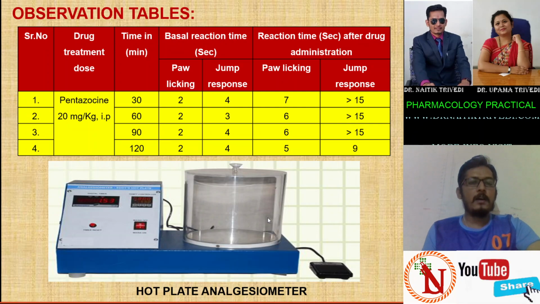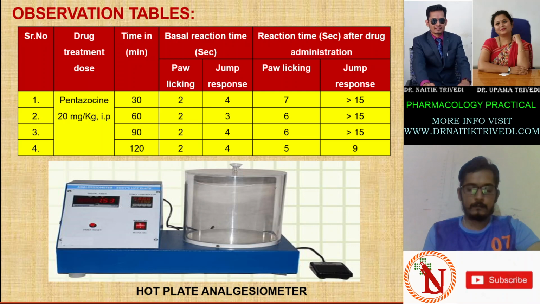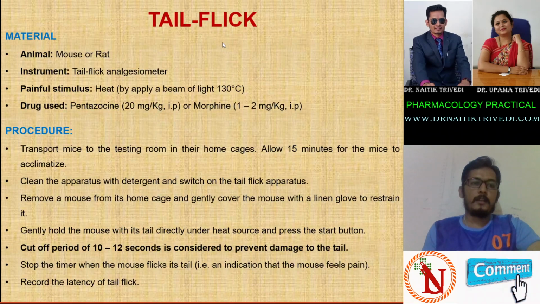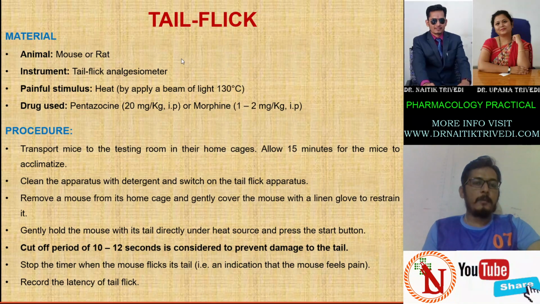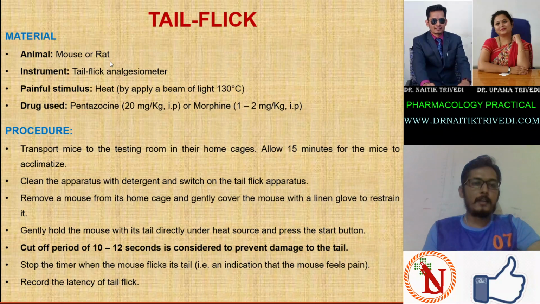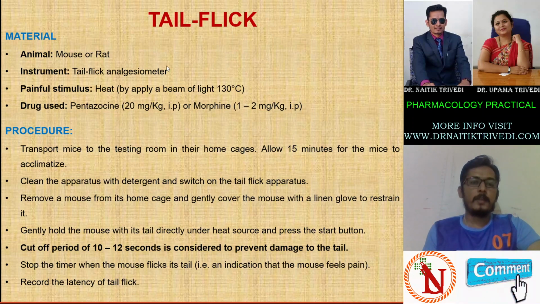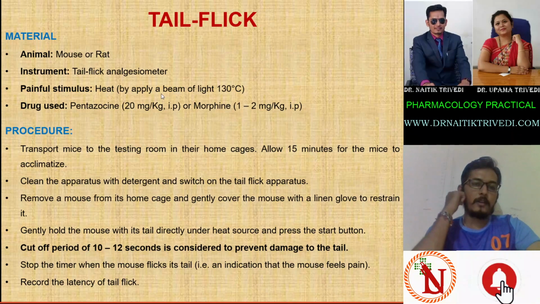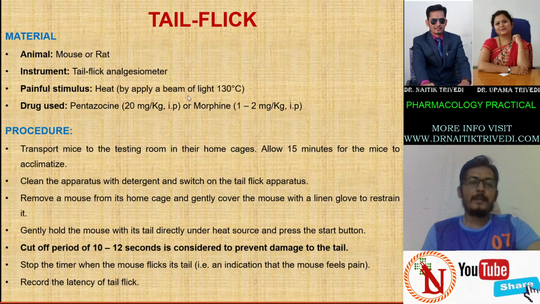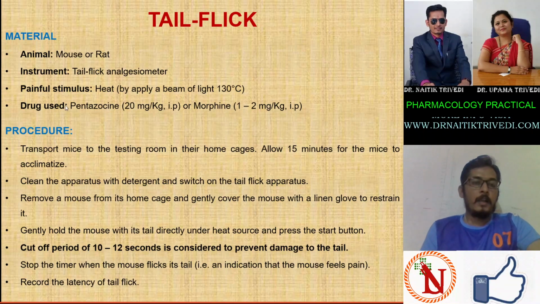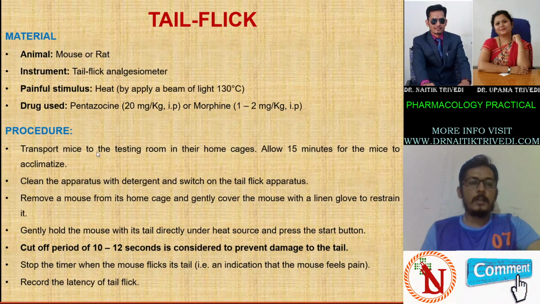Now let's go for another method, which is the tail flick method. In the tail flick method, the same animal can be used, mouse or rat. The instrument is the tail flick analgesiometer. Two types of tail flick analgesiometer are available in the market, by the radiation method or by the heating wire method. The drug used is pentazocine or morphine in the procedure.